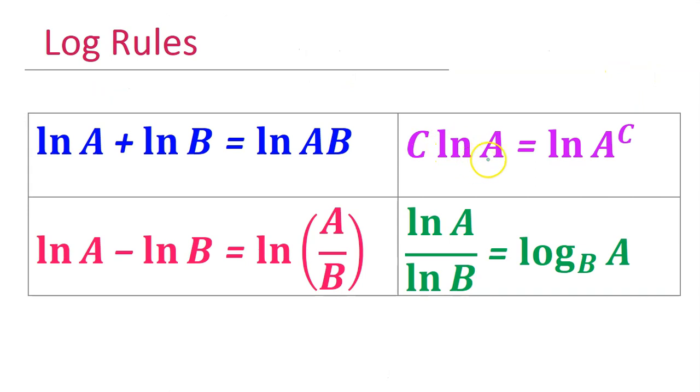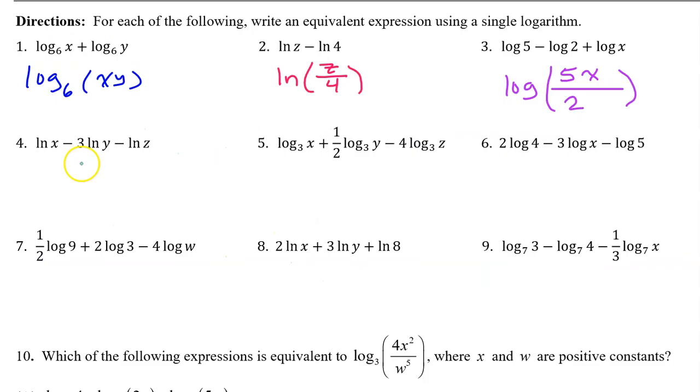This purple power rule tells us that if we have a number multiplying in the front, we can move it to the exponent. We have to do this before we can do the product rule or the quotient rule. On number 4, we have to move this 3 in the front to the exponent before we condense the rest. So we will have the natural log of x minus the natural log of y to the 3rd power minus the natural log of z.